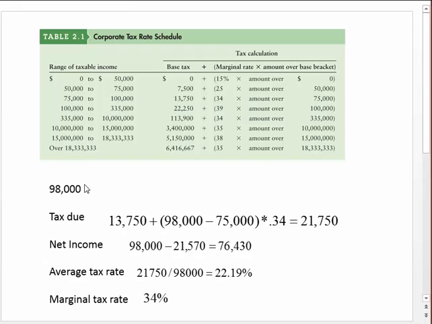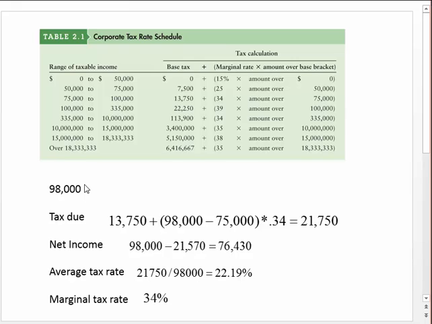So the $500,000 is in this tax bracket. So it's $113,000 plus 34% of the difference between $500,000 and $335,000. That's the tax that you would pay. So let's look at an example. $98,000 is the taxable income. So we know that that's in this line right here, 75,000 to 100,000.